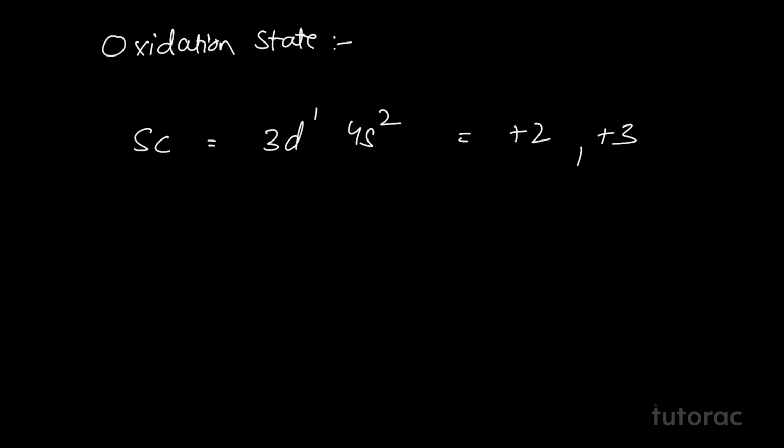So that way, it is showing variability in its oxidation state. It's not fixed that it will be 2 only or 3 only. It can show +2 depending on the scenarios and also +3.